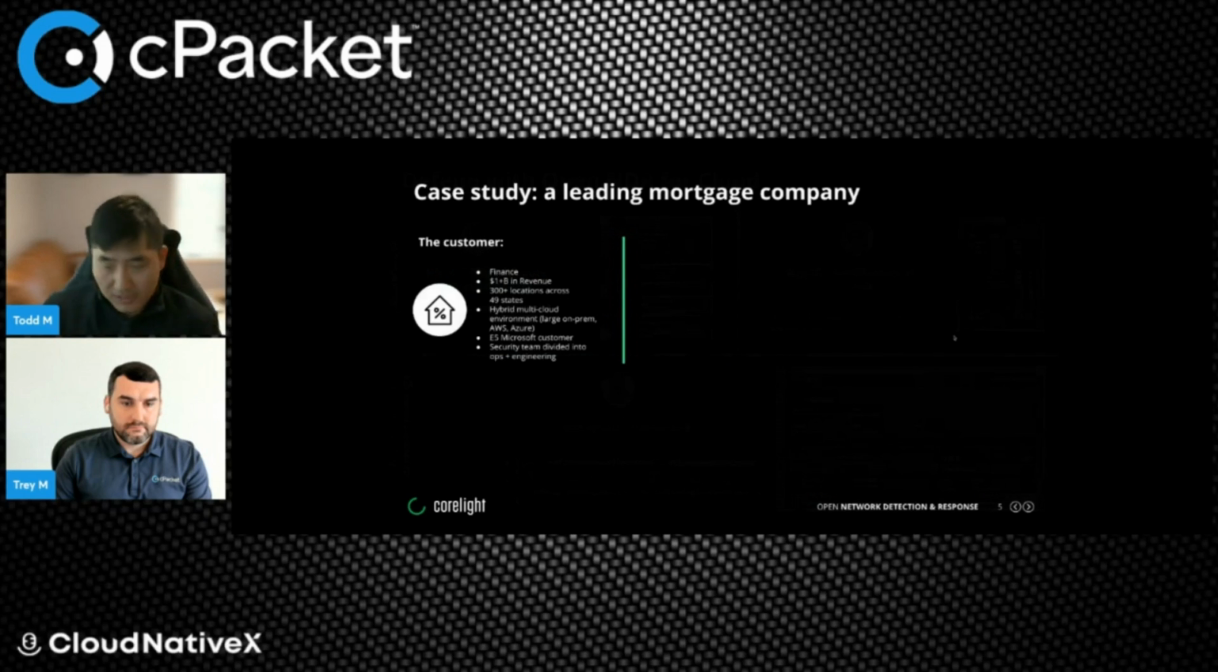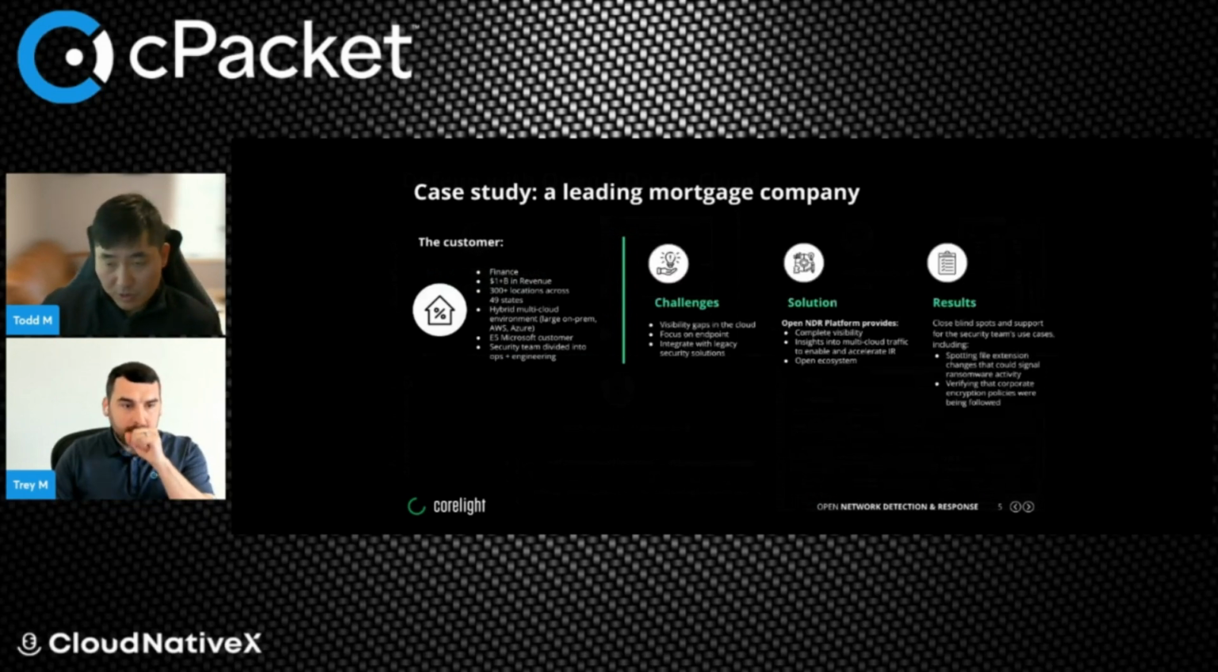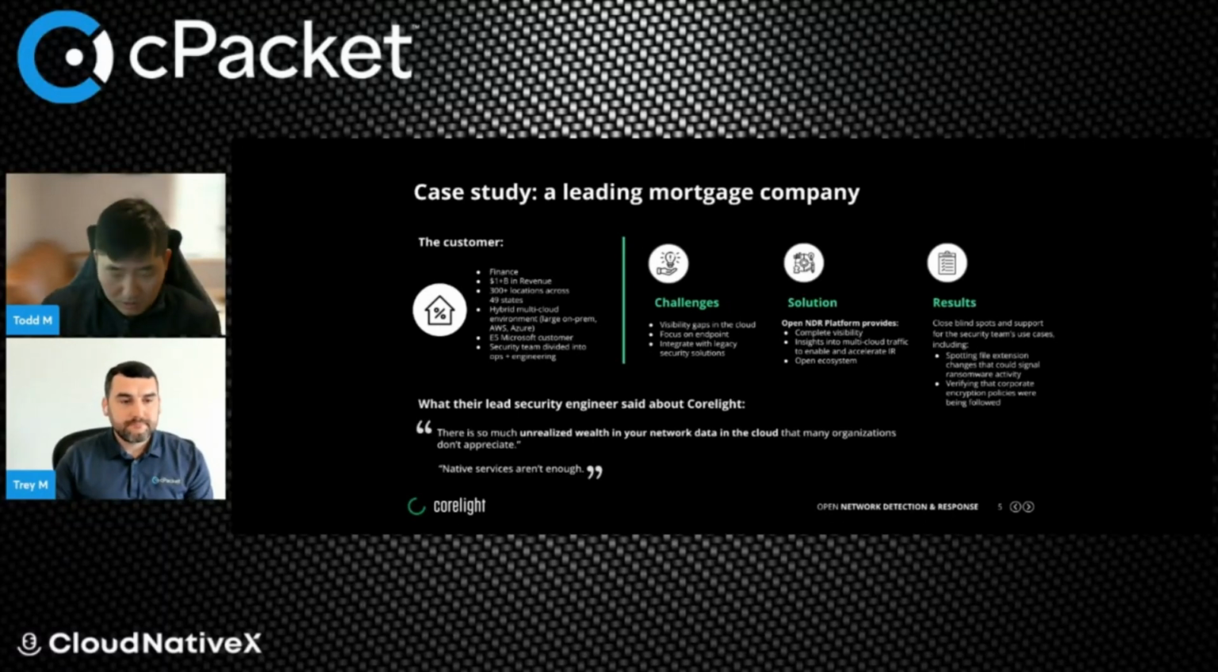And here's just a quick case study I wanted to run through. We have a lot of different customers, and this particular customer is a large mortgage vendor, and they have estates across on-prem, AWS, Azure, and they have a big problem with visibility. They don't want to have to have expertise in security teams for each individual environment. What they wanted was a tool that could get network visibility across all three environments. And that's what we brought to the table.